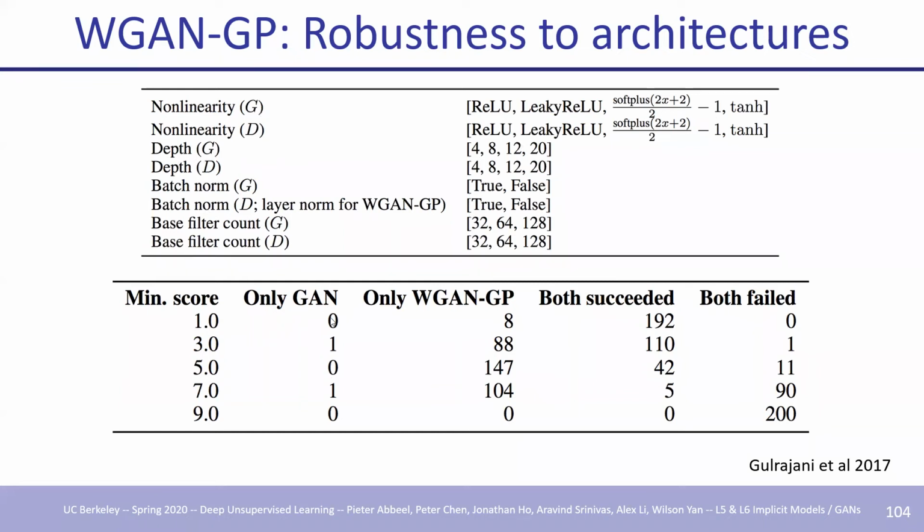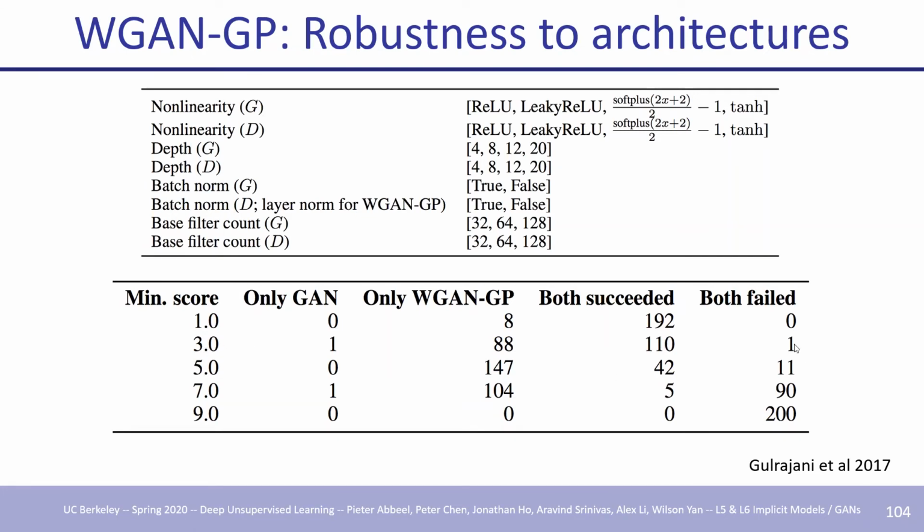So this part says this is where only the GAN is able to succeed. This is where only the WGAN GP is able to succeed. This is where both of them were successful, and this is where both failed. If the score is low enough, then both are successful. Sometimes WGAN has more successes. Then we ratchet up the minimum score, and WGAN can do 88 more than GAN, even though both succeeded in 110.